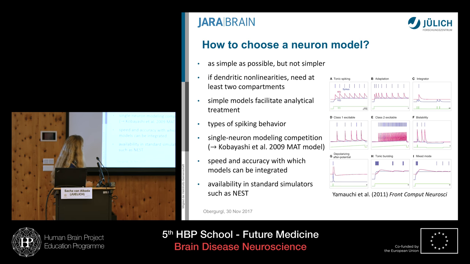So I mentioned that this MAT model can be integrated exactly and also rapidly, so that could be another factor, especially when you go to large-scale models. You want to be able to integrate neurons fast. And it's an advantage if the neurons are available in standard simulators such as NEST, because it's faster, you don't have to implement it yourself, and you also avoid programming bugs. These models are used by lots of people and they've been tested extensively, and it also helps reproducibility, in that you can say, I've used exactly this model and someone else can reproduce it.